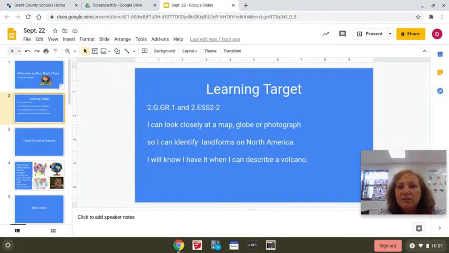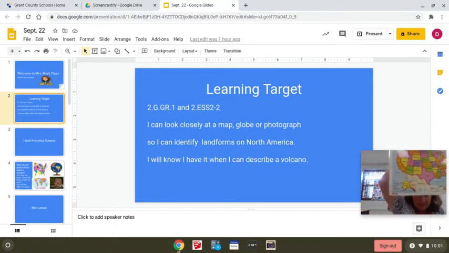I can look closely at a map, globe, or photograph so I can identify landforms on North America. I will know I have it when I can describe a volcano. So, did this model make you think of a volcano? Maybe so. Now, let's review a little bit.